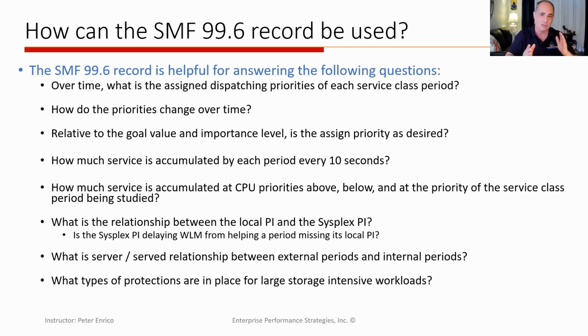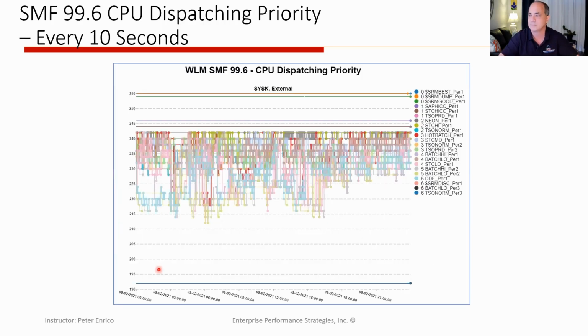You can see spikes in service. And if you correlate that back to the 98 records, you can actually see that when I had a spike in CPU, what workload it was for that 10-second period of time. I'll show you an example of CPU service consumption by priority, which is quite interesting. And we'll see the relationship between the sysplex and local PI, the server and served relationship, which is those $SRM-S periods, and different types of protections that WLM puts on. So let me show you what I'm talking about here.